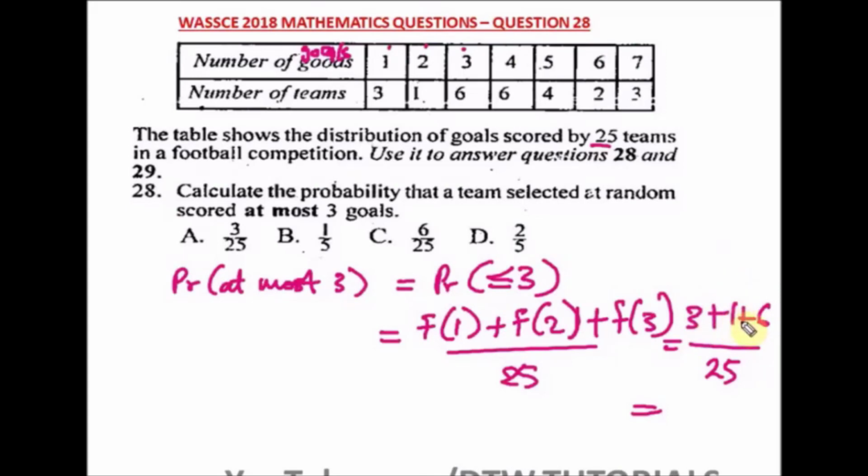3 plus 1 is 4, and 4 plus 6 is what? 10. So we have 10 over what? 25. Okay, so 20 over 25, what will go here? 5 will go here 2 times, 5 will go here what? 5 times. So we have what? 2 over 5. So this is our answer, and our right option here is option D.